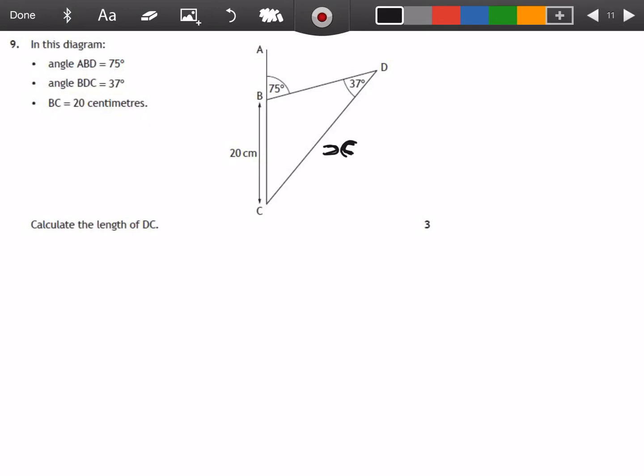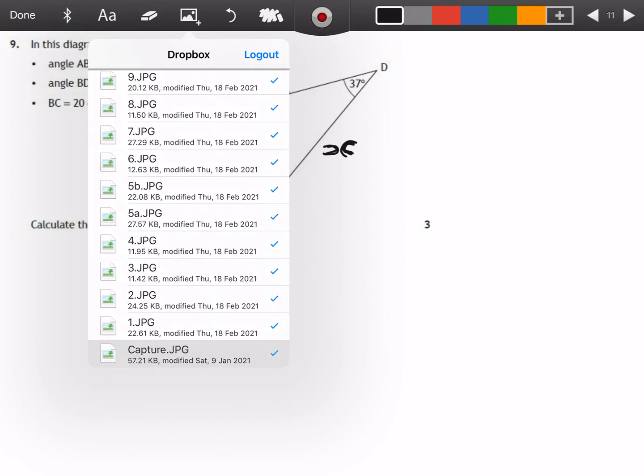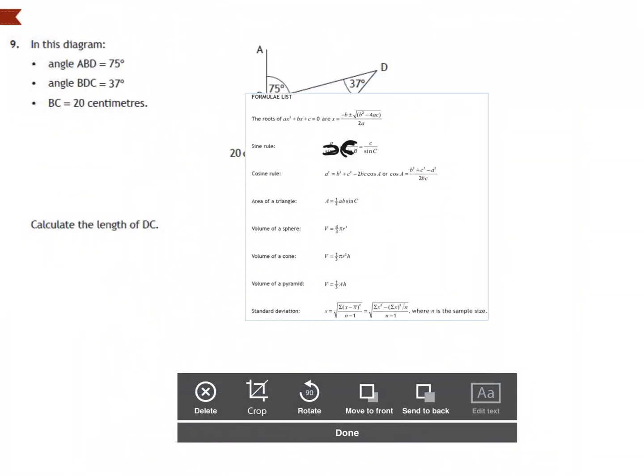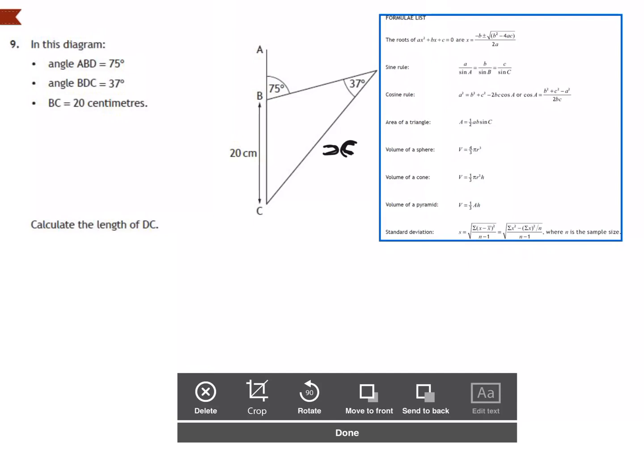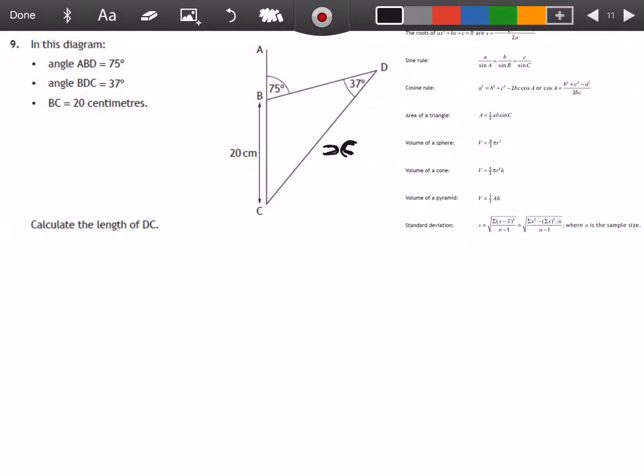Right, sine rule, cosine rule is one of these questions. I'll bring up the sine rule and I'll bring up the cosine rule. And I'll just leave it here at the side. There we go. Right, let's see. Do we have an angle and a side across from each other that we know both values? Yes, 37 is across from the 20.